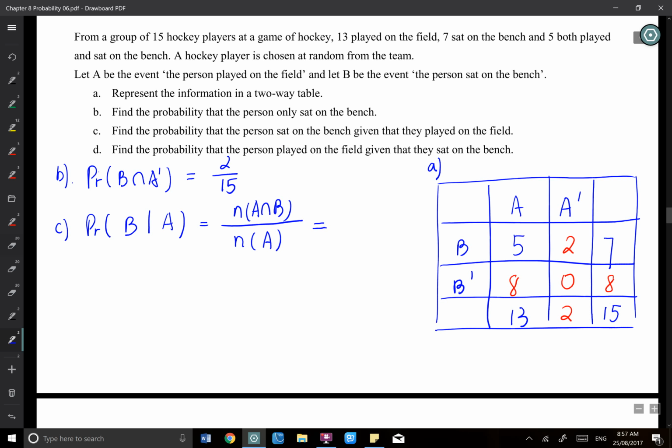So A intersects B is 5. The number of A is 13. Okay, 5 on 13. Again, do not put that into decimals. You can't put that into an exact decimal, so do not do that.